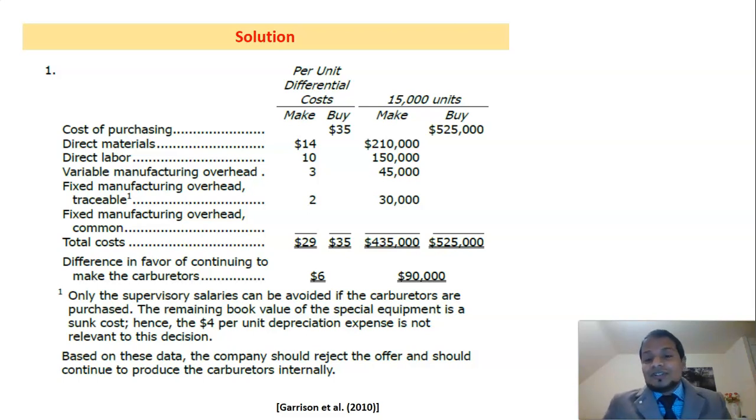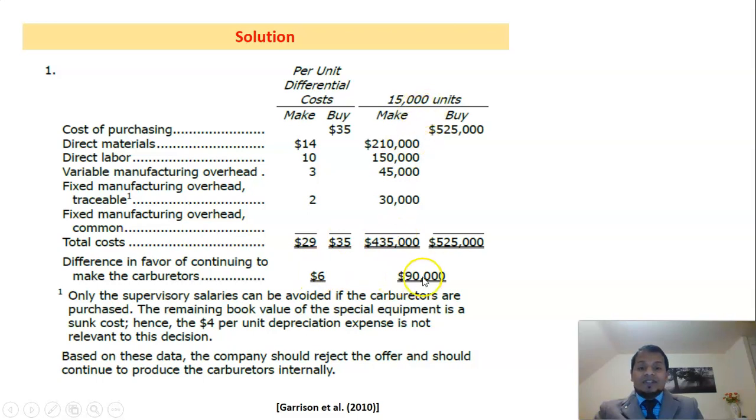So relevant cost is which changes between alternatives. So the 2 multiplied by 15,000 is 30,000. All right, and the common fixed cost, obviously, as we said, will continue, so it is irrelevant cost. So if you add all this together, you can see per unit cost of making is 29, per unit if you buy is 35. So if you make, you can save £6 per unit, $6 per unit.